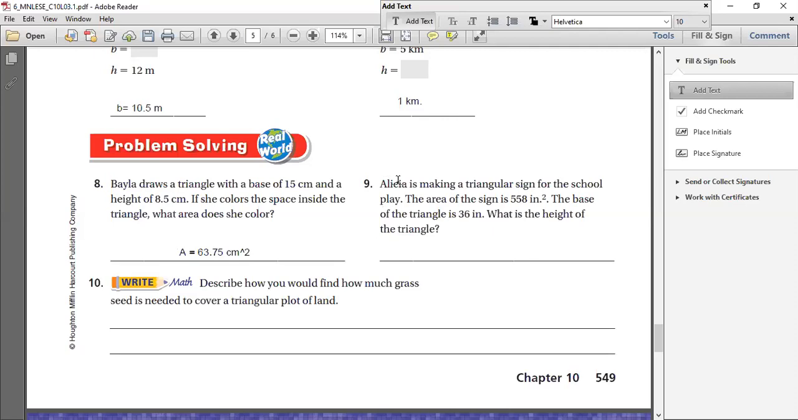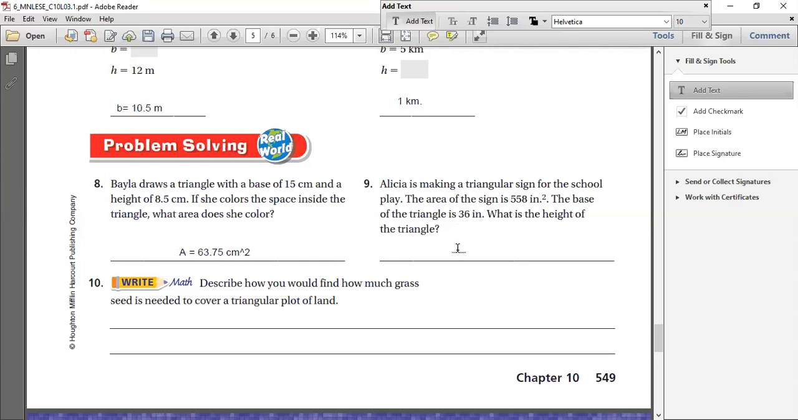Okay, quickly let's move on to question number 9. Alicia is making a triangular sign for the school play. The area of the sign is 558 square inches. The base of the triangle is 36 inches. What is the height of the triangle? Now I don't think I need to show you all the steps here, right? You will have to divide 558 by 18, because half of 36 is 18. So 558 divided by 18 will give you 31 inches.